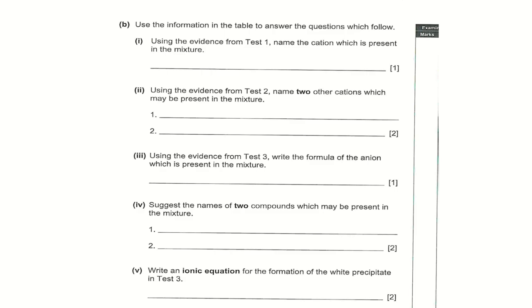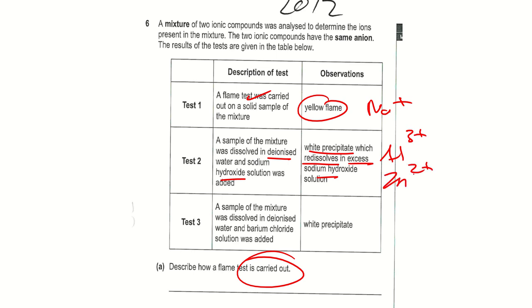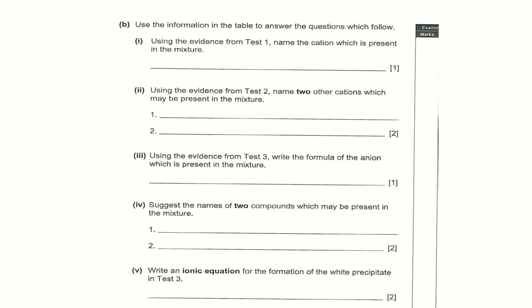Right, use the information in the table to name the cation present in test 1. Test 1, we did a flame test on it. We got yellow. Well, that's sodium ions. Sample 2, the sample was dissolved in DI water, sodium hydroxide was added. We got a white precipitate that redissolves in excess sodium hydroxide. Well, that could be aluminium ions or it could be zinc ions. We dissolved some fresh stuff up again and added barium chloride and we got a white precipitate. So that tells me that I have got sulfate ions.